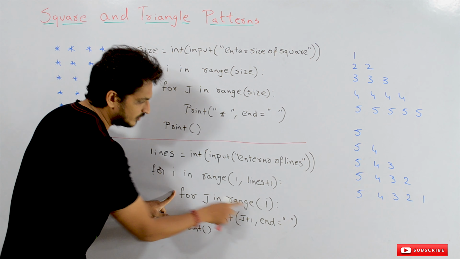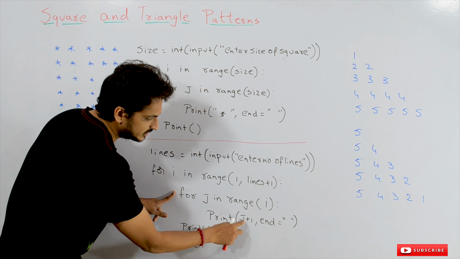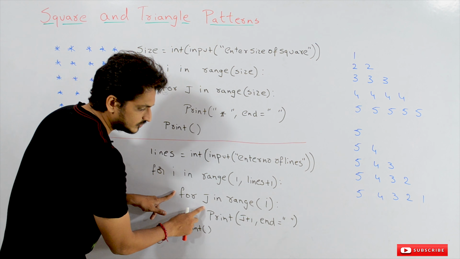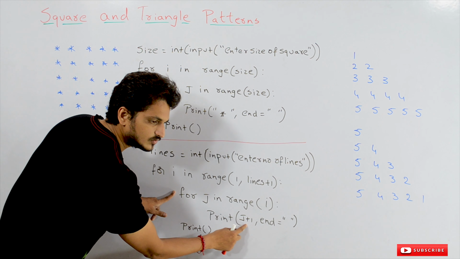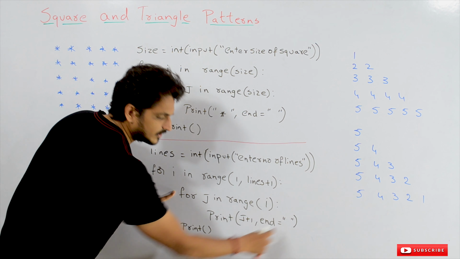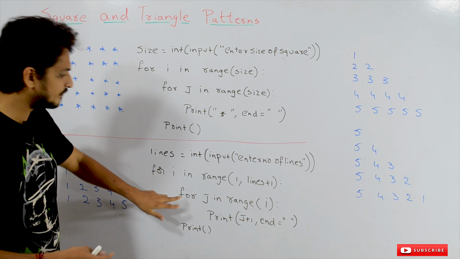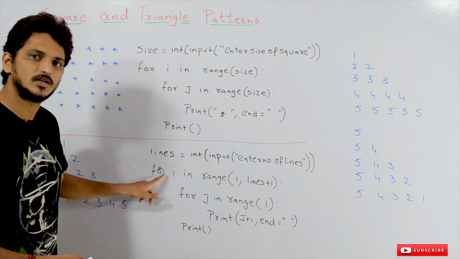For i equal to 1, this loop executes for 1 time. It will display j. j equal to 0 means j in range of i, where i is equal to 1, so j value will be 0. So what do we have to display? We have to display 1. That's why we are displaying j plus 1, with end equal to empty so that it stays in the same line. After completion of this loop, go to the next line and again repeat the process.